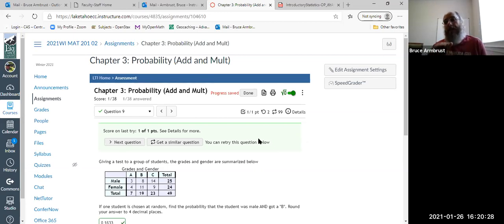So contingency tables are your friend when it comes to these. It makes it a lot easier to find the information that you need, especially when you start talking about ands and ors and givens and stuff like that. All right, so good for number 9.